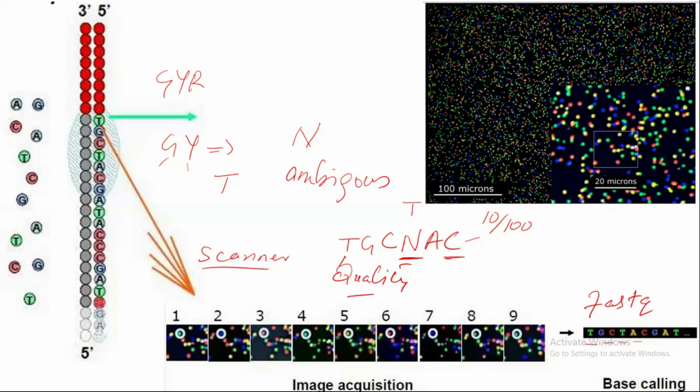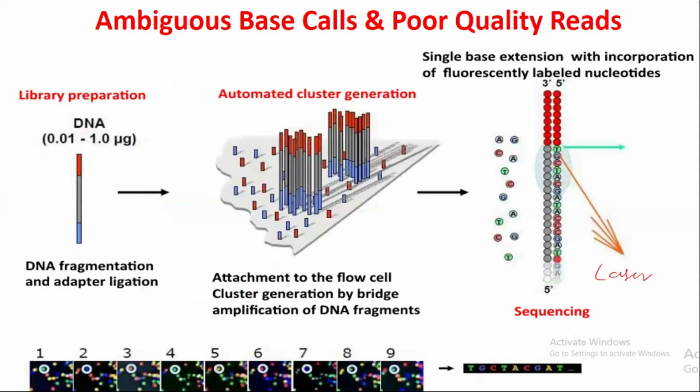In the upcoming videos I will visualize these ambiguous base calls and poor quality reads, and after that we will filter them out. First of all you should know why these appear and what N and poor quality are. Then we remove these reads, because when aligning with the reference genome there will be a problem. So just know what ambiguous base calls and poor quality reads are.